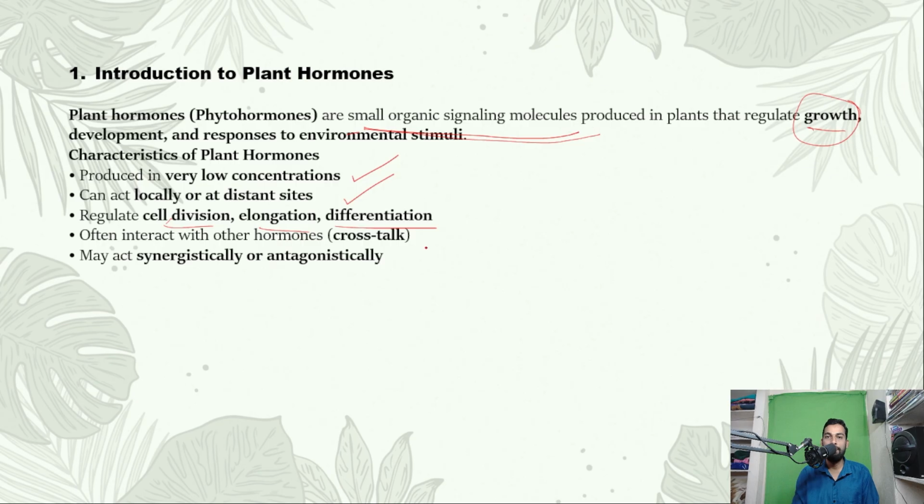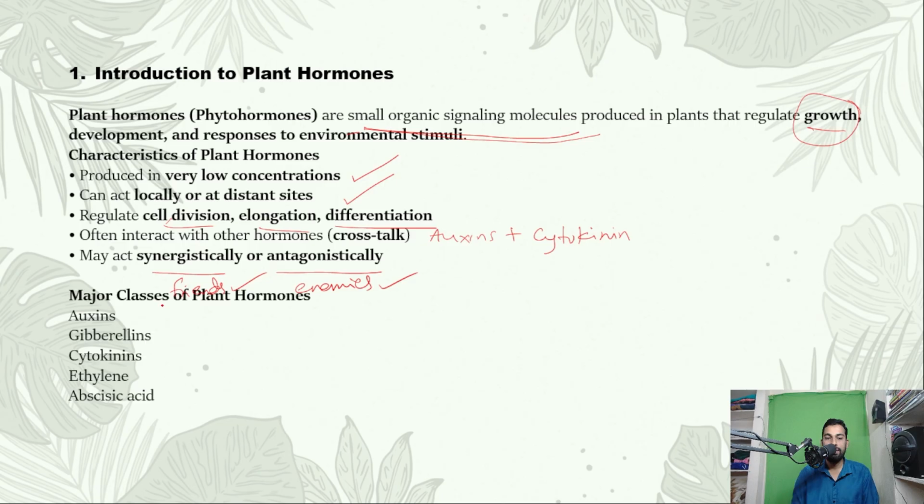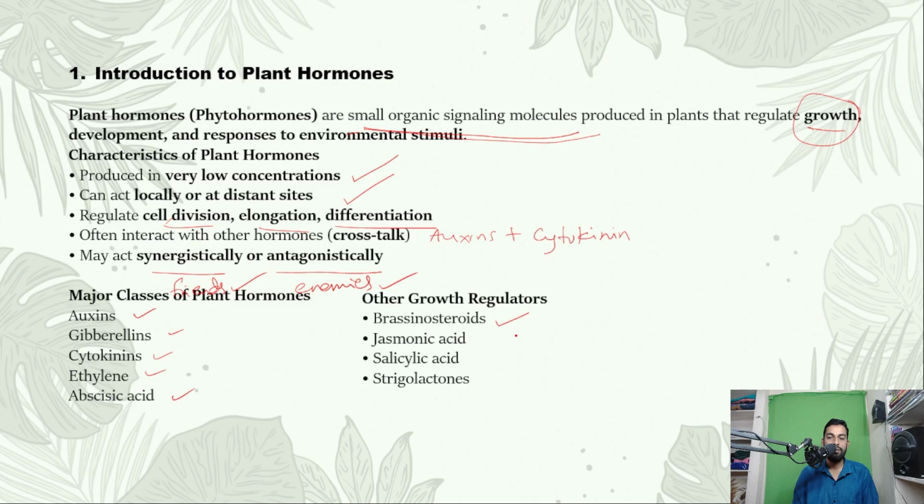So we call it crosstalk, like auxins plus cytokinins. Both work in growth and cell division. They may act synergistically or antagonistically. So they work like friends or like enemies. Okay. Major classes of plant hormones. We have generally studied these hormones. They are auxins, gibberellins, cytokinins, ethylene, abscisic acid. The other growth regulators are brassinosteroids, jasmonic acid, salicylic acid, strigolactones.